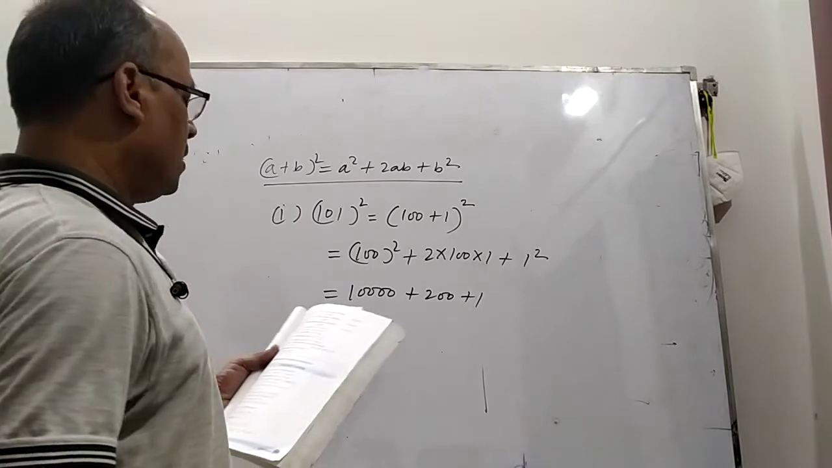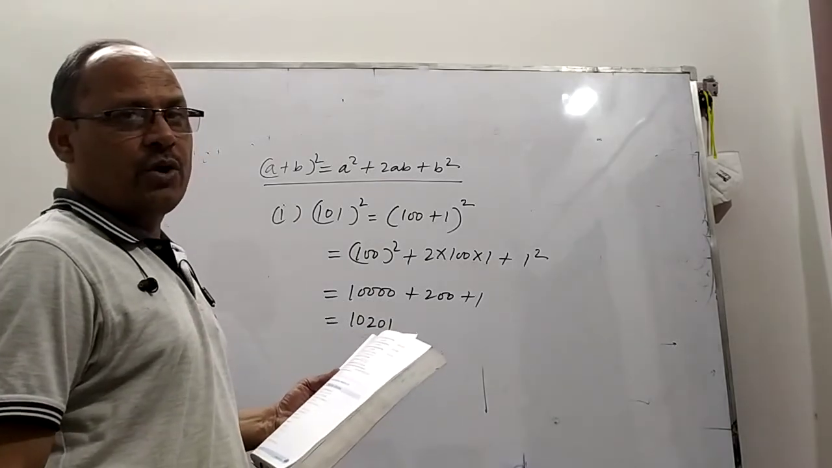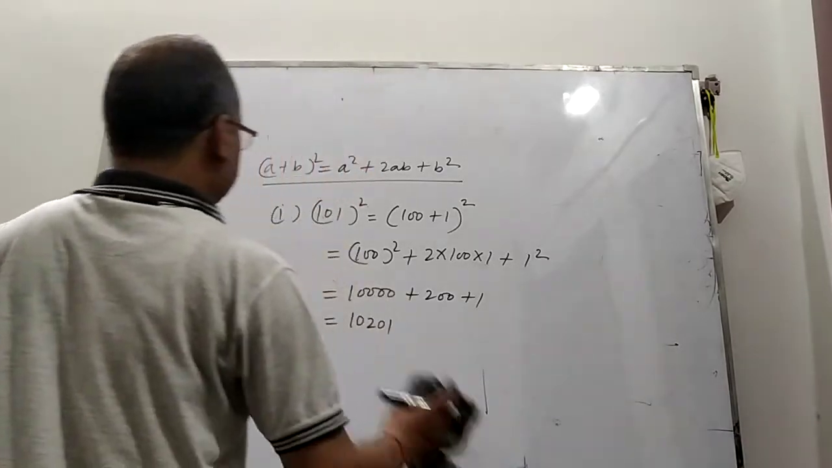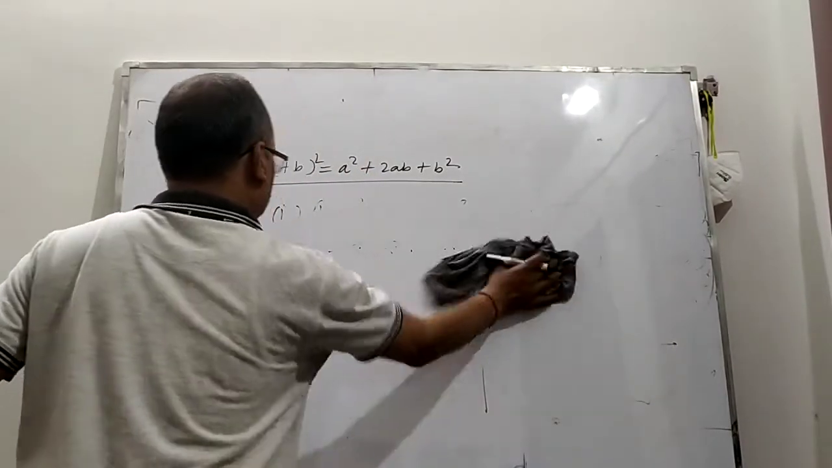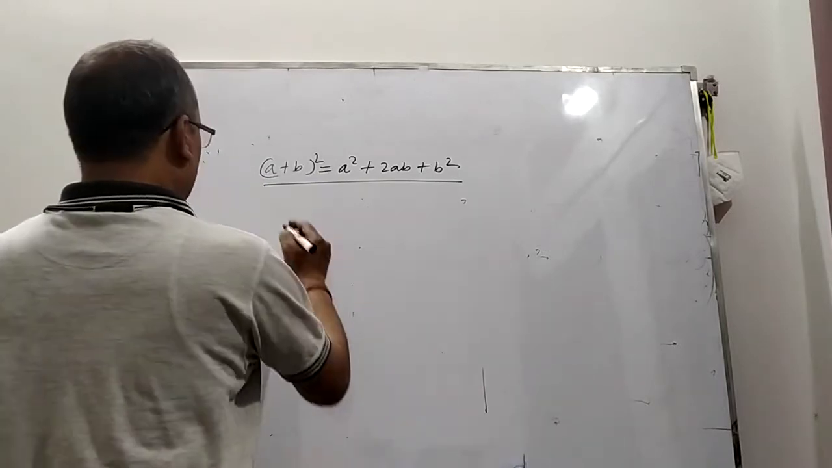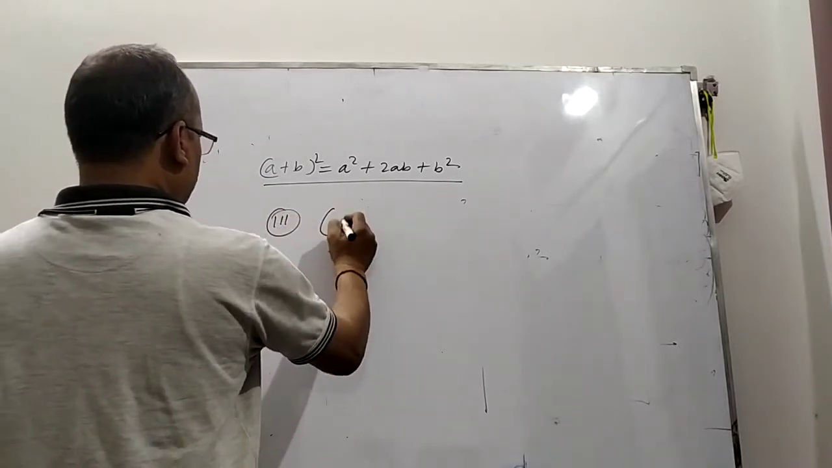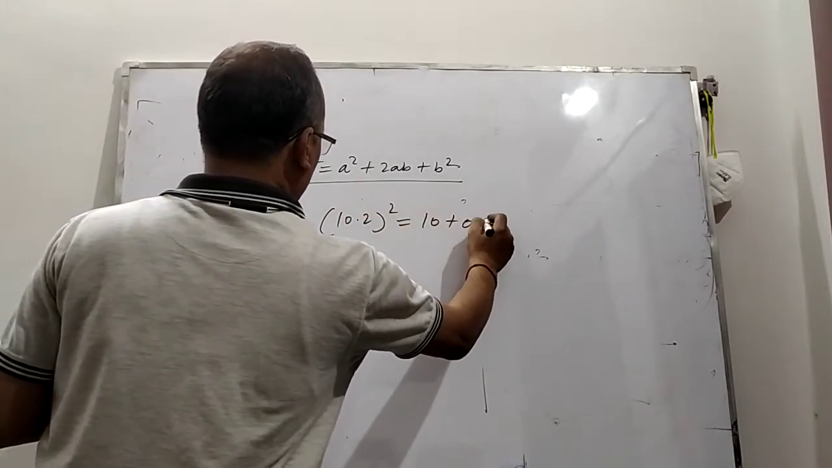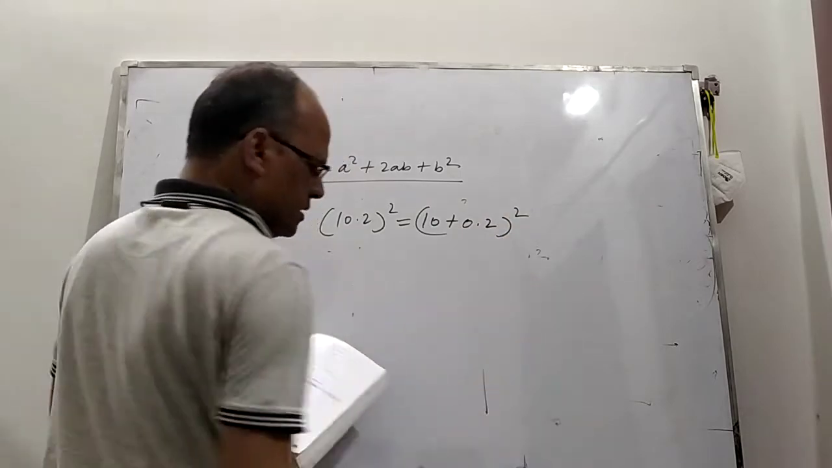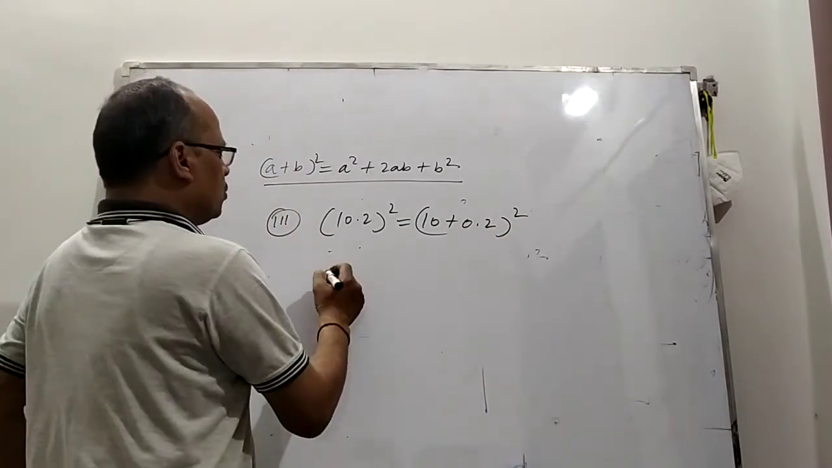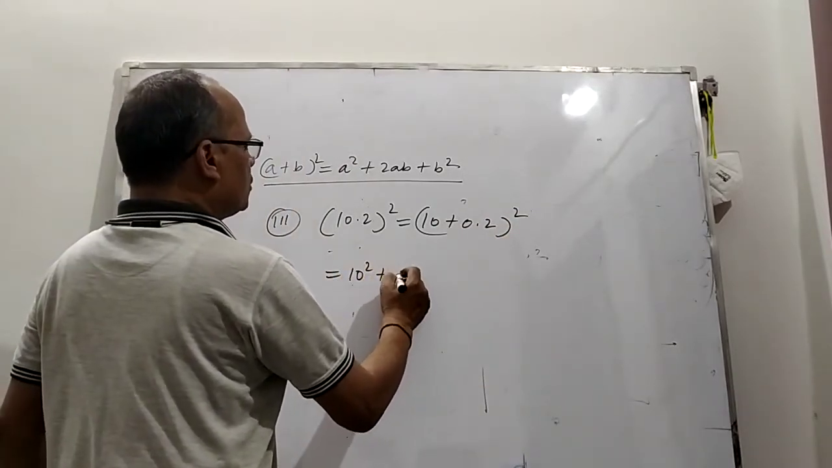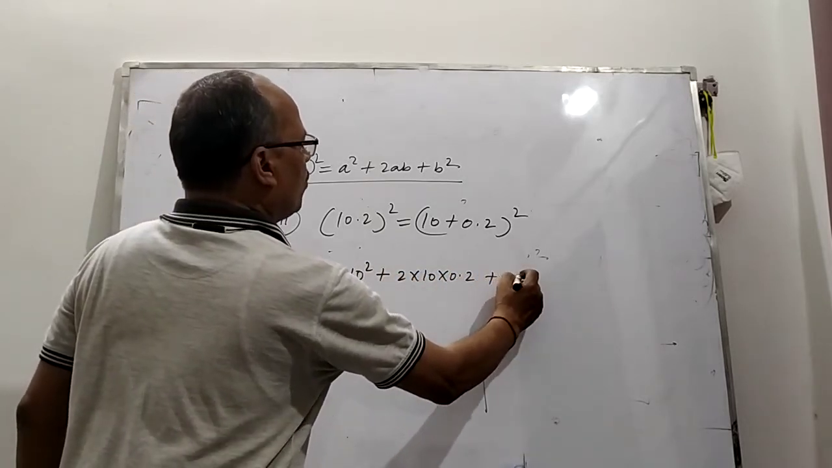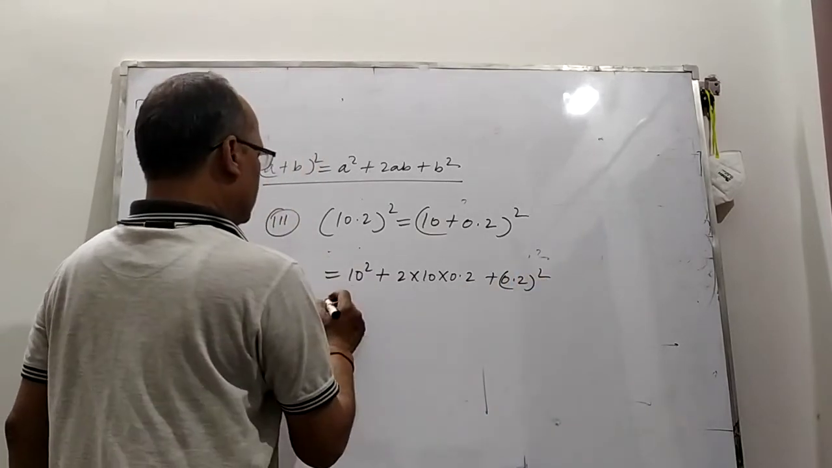Second question, it is given 1003. How can you write it? 1000 plus 3. Third part of this question is given 10.2 whole square. How can you write it? (10 plus 0.2) whole square. This is clear? So 10 square plus 2 into 10 into 0.2 plus 0.2 whole square.